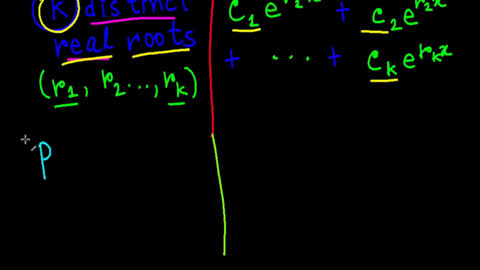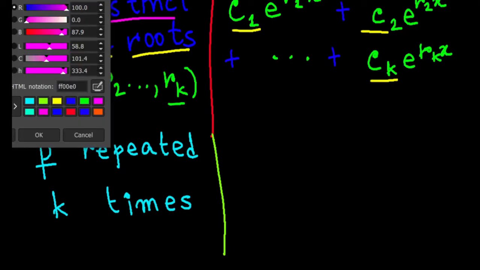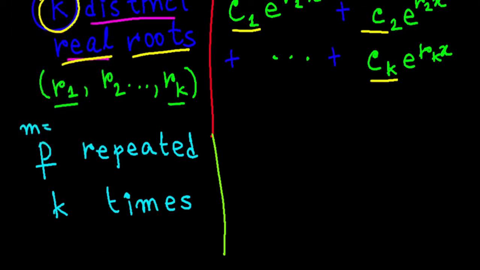So let's say m is equal to p, and this root is repeated k times. Formally, it's said that the root p has multiplicity of k. But anyways, I won't go too much into that. So if your root is repeated k times, let's try to do the same thing that we did when we had the second order differential equation.